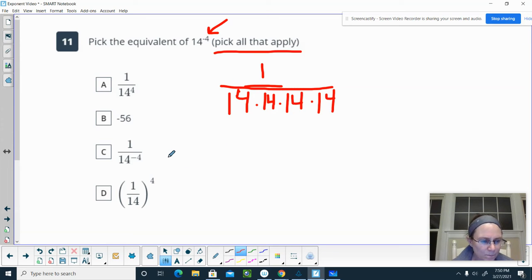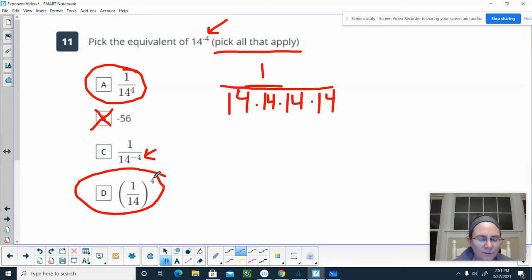Okay. Take a look. So 14 to the 4th on the denominator would match this. It can't be B. I don't have any negative numbers, because remember, a negative exponent is not a negative number. And that one's not right, because if I look at all my 14s multiplied together, no, it's this one right here.